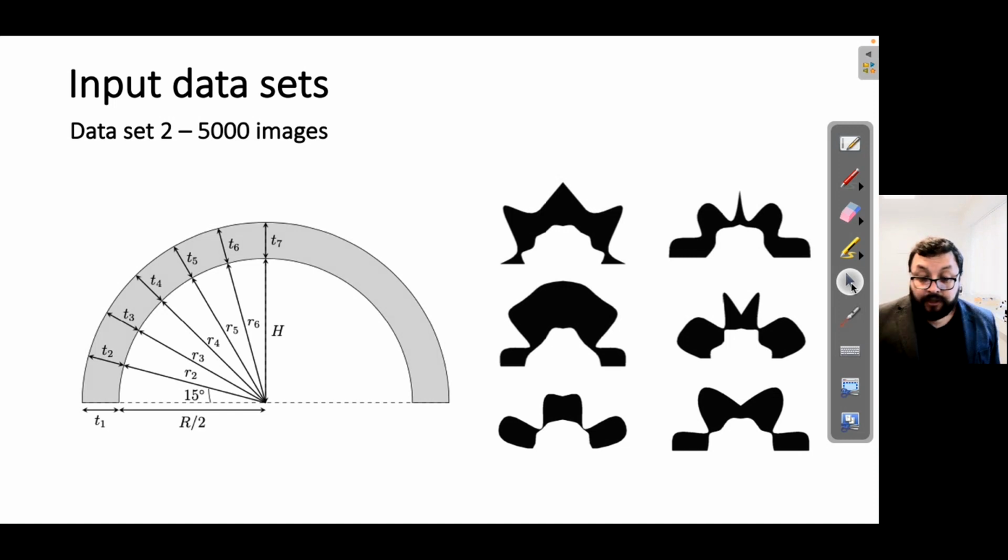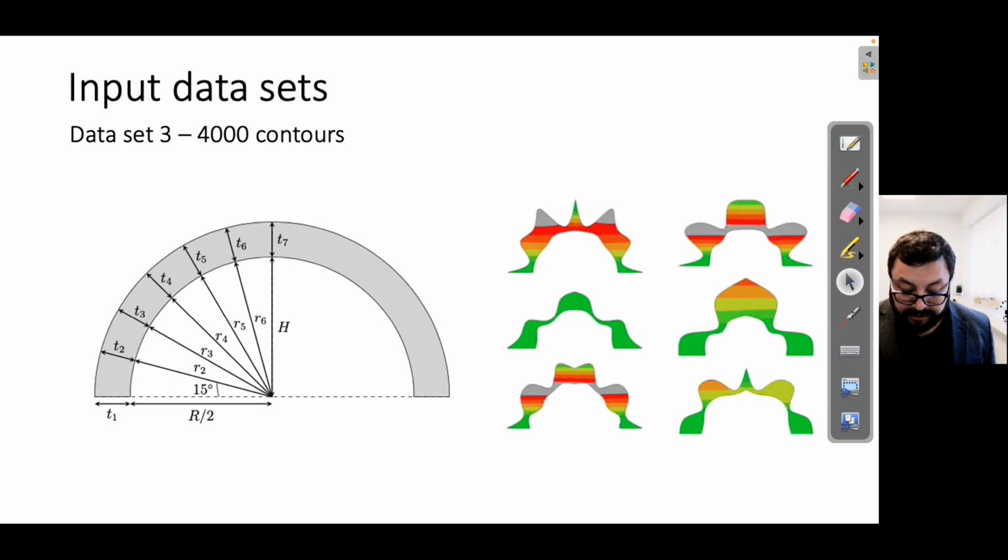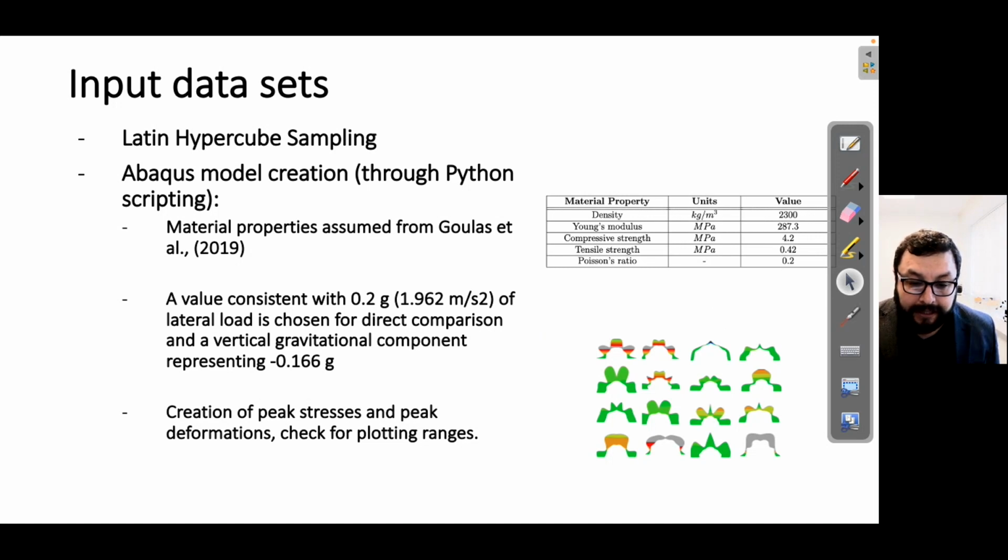Yeah, and maybe to try to extrapolate or to go beyond what would be influenced by our own intuition, structural engineering intuition. And we created models that were then run in Abaqus to come up with some stress contours and deformation fields. We use Latin hypercube sampling to try to get a reasonable amount of data points. And these are the mechanical characteristics of the regolith that we are using.